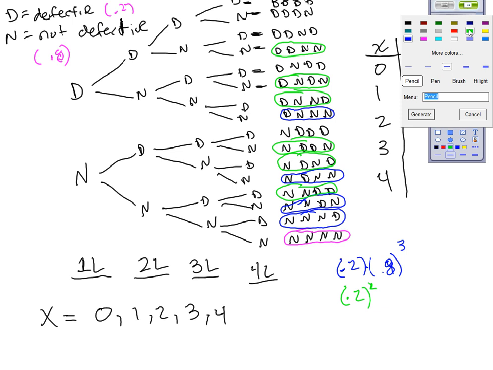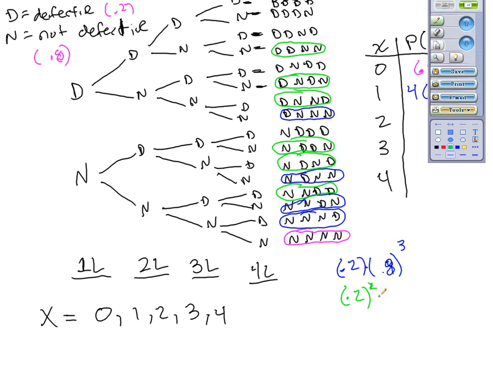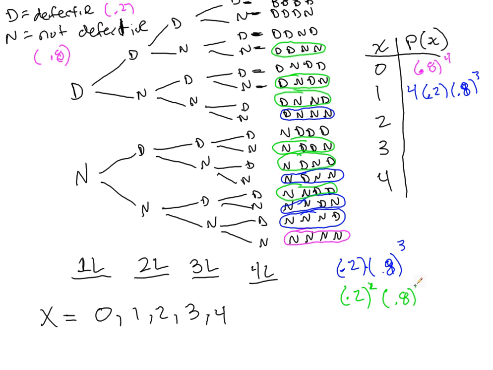So let's go back to the green. So this will be 0.2 squared times 0.8 squared. And same thing for all these guys. We'll just be multiplying two 0.2s and two 0.8s in different orders. But we've got 6 of them, so we'll do 6 times that. And we can move on to the next one.